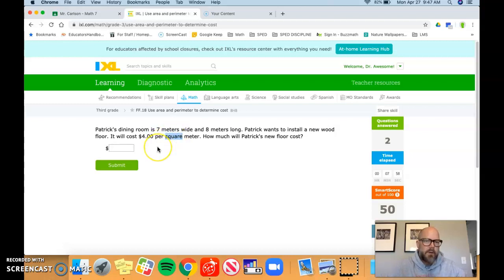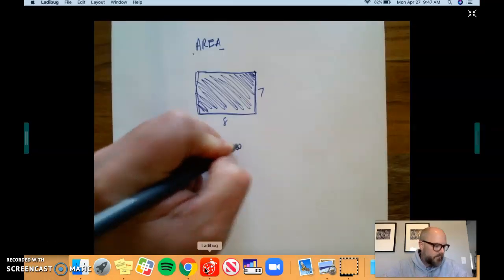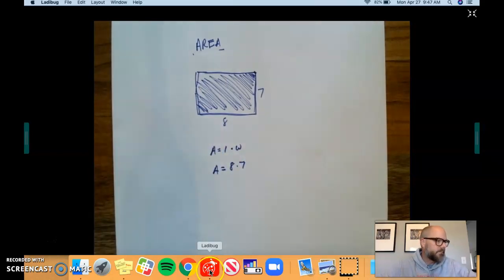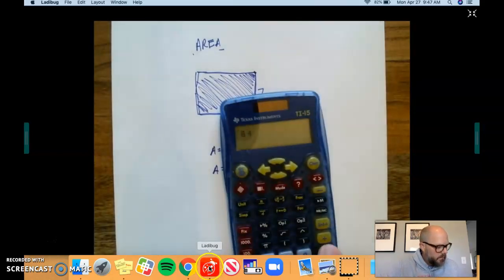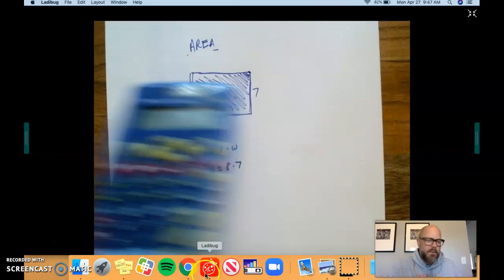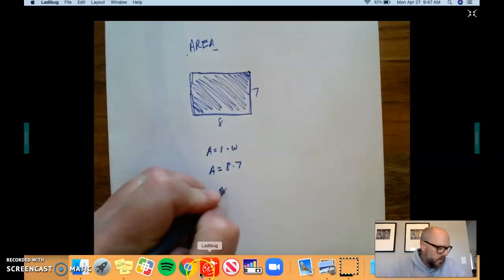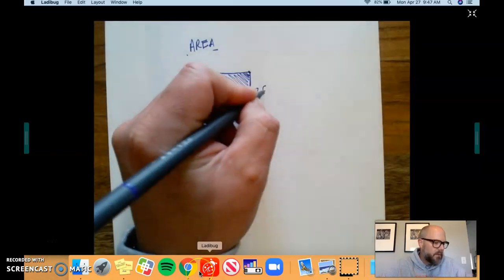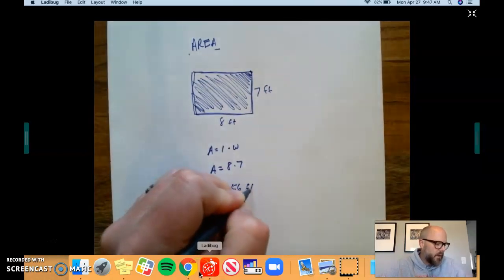All right, so we have our dimensions, 7 and 8. So area equals length times width. So we have 8 times 7. That is 56. We were talking about feet. So this is feet squared.